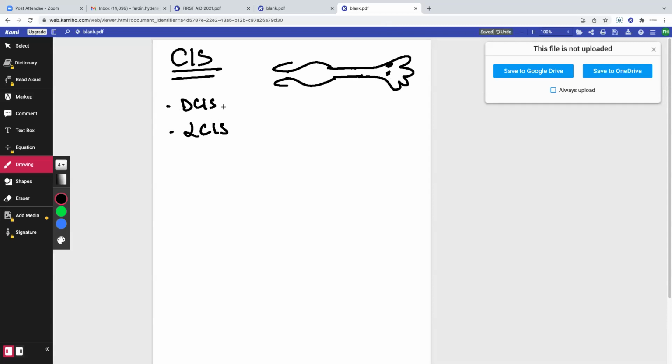So what is ductal carcinoma in situ? Ductal carcinoma in situ is basically a carcinoma which affects the duct lining. And in ductal carcinoma in situ, we see calcifications. That is very high yield. That is calcification. Now, how do you know that this is ductal carcinoma in situ?